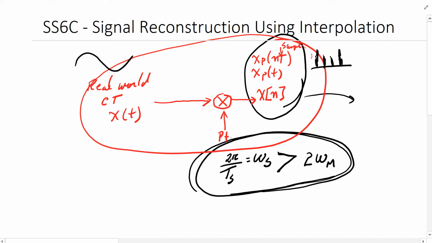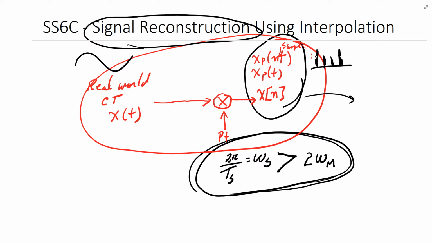Now the question is, how do we recover it? That is the whole signal reconstruction, using interpolation, which is a fancy way of guessing which shape it has between the samples. If you remember, I don't have any data between the samples. I know the value of the original x of t here, and I know the value here, but I have no value in between, so I have to make some assumption. And that's called interpolation.